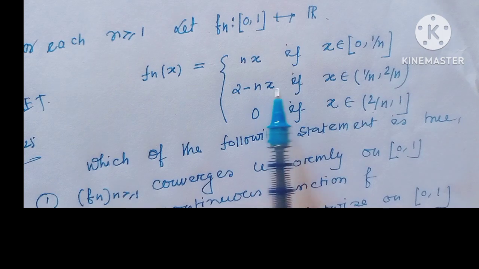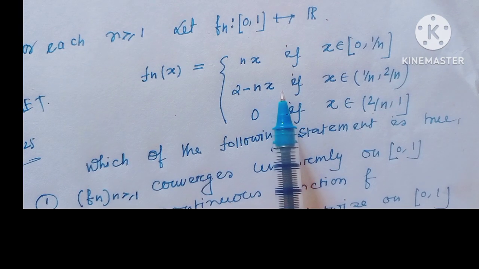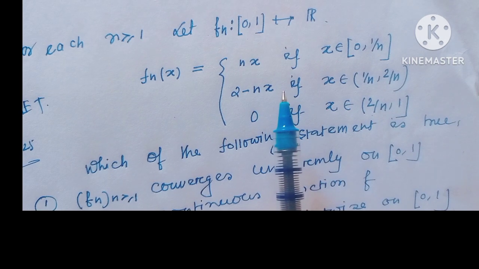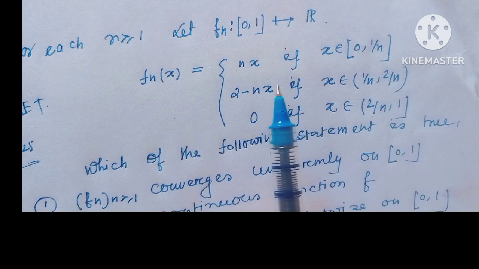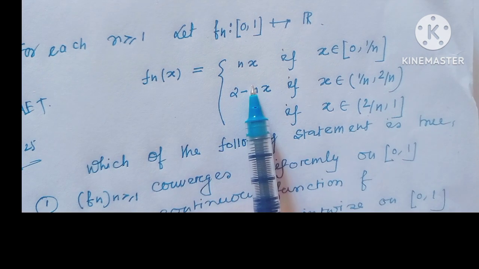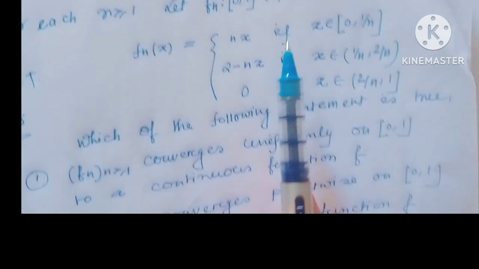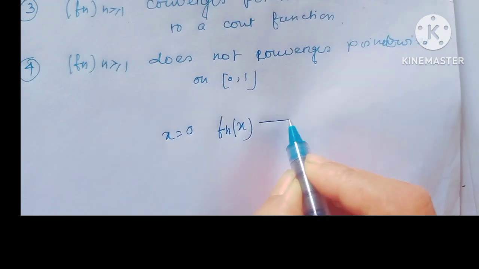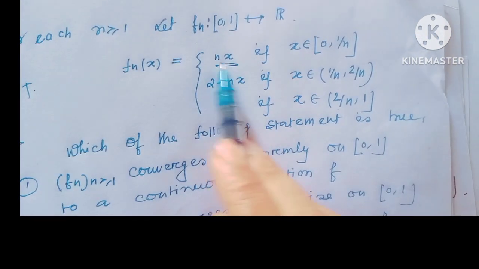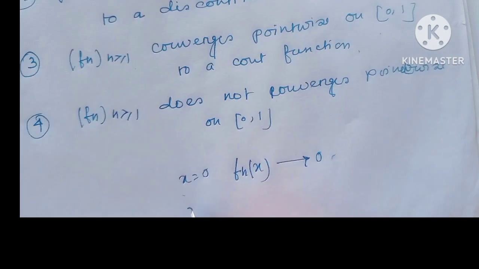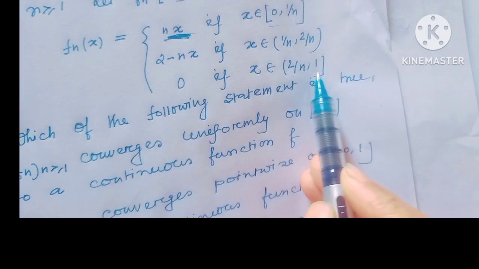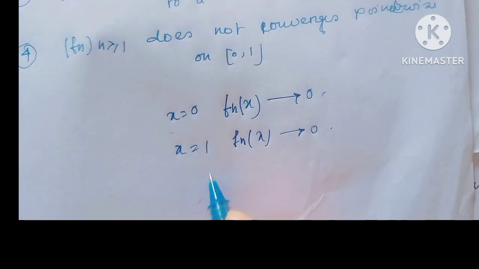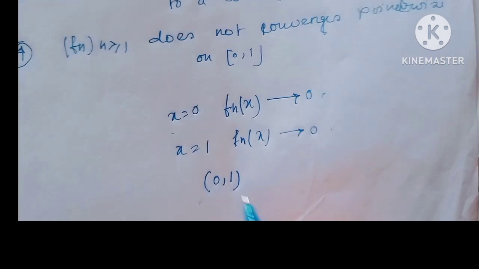Here fn(x) is nx, then 2 minus nx. When x equals 0, fn(x) converges to 0 because of nx, and when x equals 1, then also fn(x) converges to 0. Now the question is about the interval 0, 1.